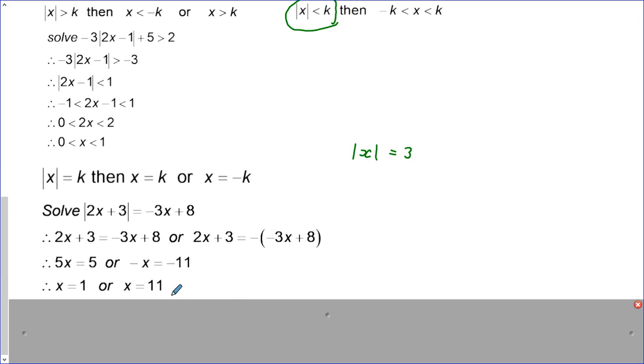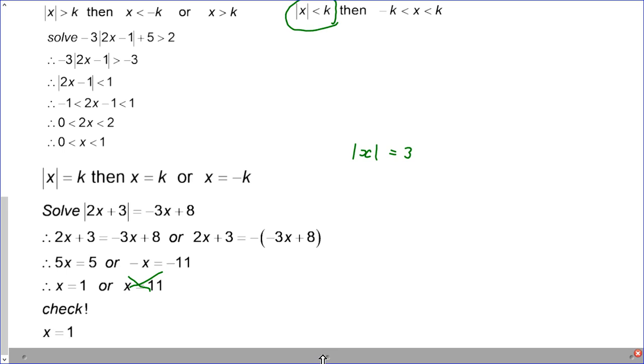You can see straight away that if you put 11 in, we're going to get a problem here, because we're going to get a negative value on the right-hand side, and the left-hand side is always going to be a positive value. So in fact, 11 does not work. You can check that for yourself, but in fact, 1 works. So the final and only answer is x equals 1.